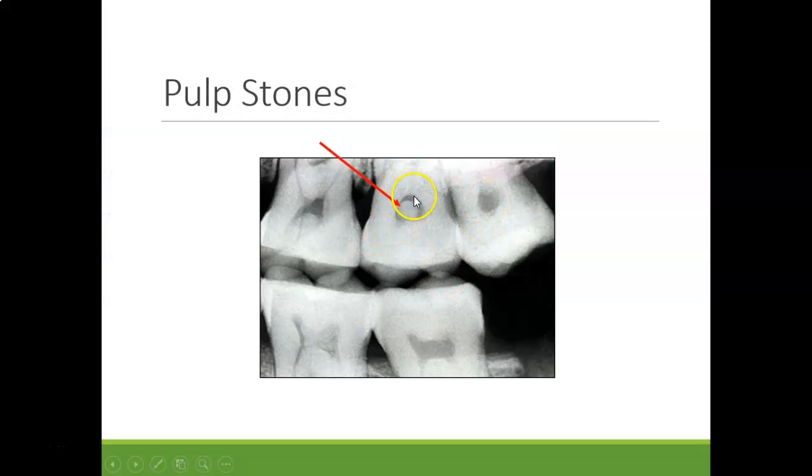Here's a pulp stone. It looks like it's floating in the pulp chamber, so that is a lot more obvious than an enamel pearl, because it's right in this radiolucent air part of the tooth, and it just looks like it's floating there in the pulp chamber.